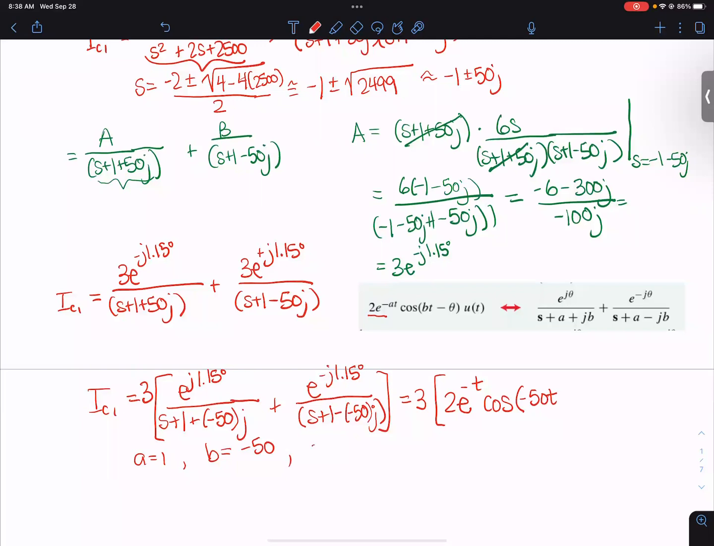And theta, so it'd be a plus 1.15 degrees. And then u of t. And so this portion is IC1 of t.